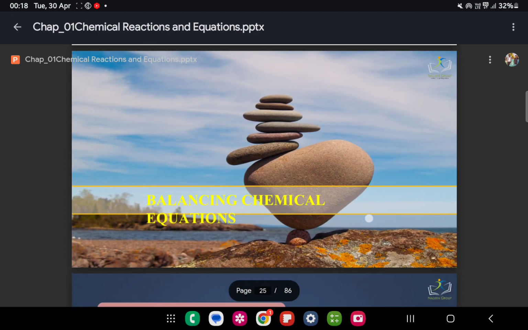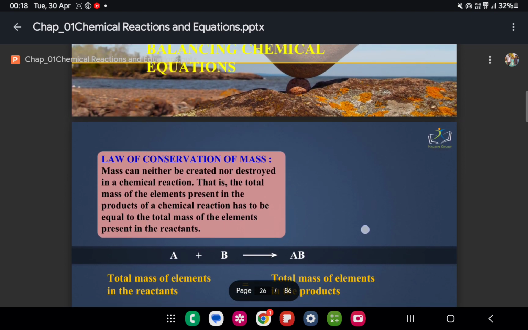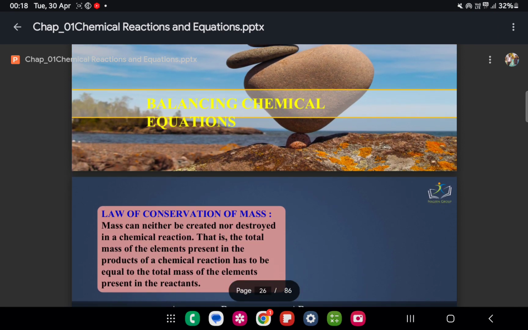Balanced chemical equation. Next we are moving to the balanced chemical equation. First one is the law of conservation of mass. Mass can neither be created nor be destroyed. Here mass means anything. We can't create it, we can't destroy it. In a chemical reaction, mass can neither be created nor destroyed. Any mass, any bulk amount we are taking, we can't create it and we can't destroy it.